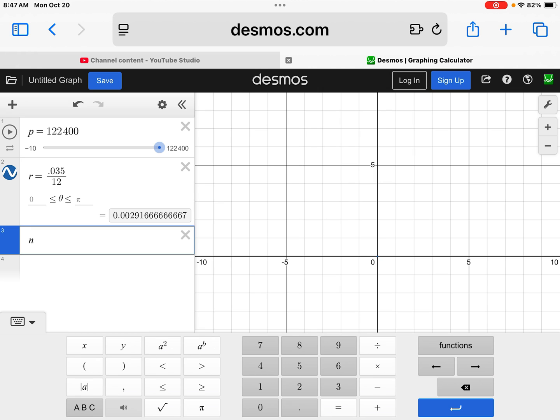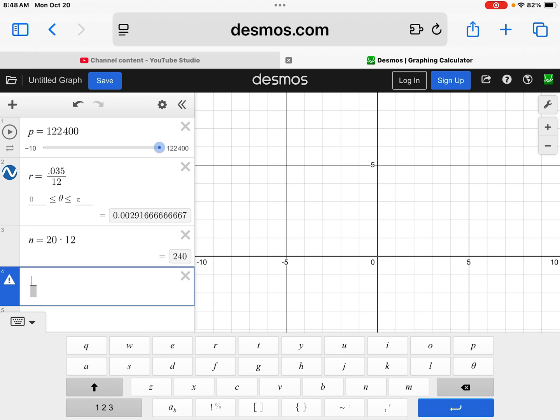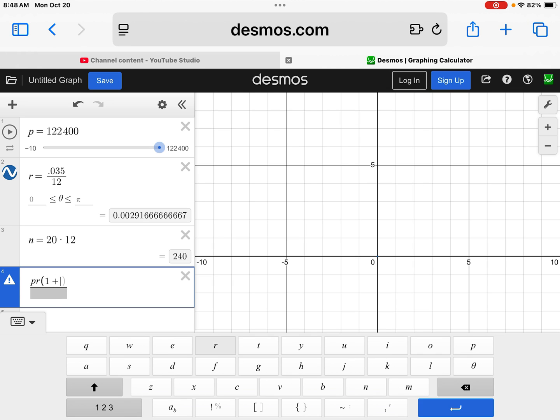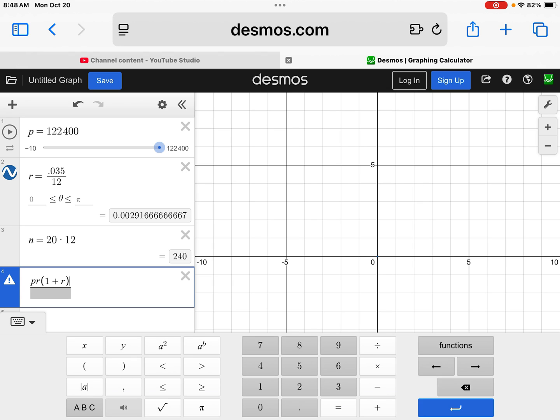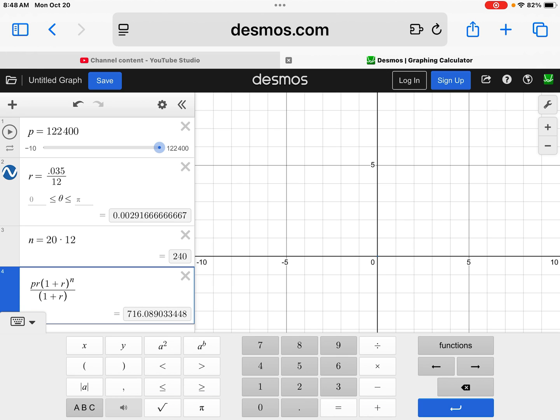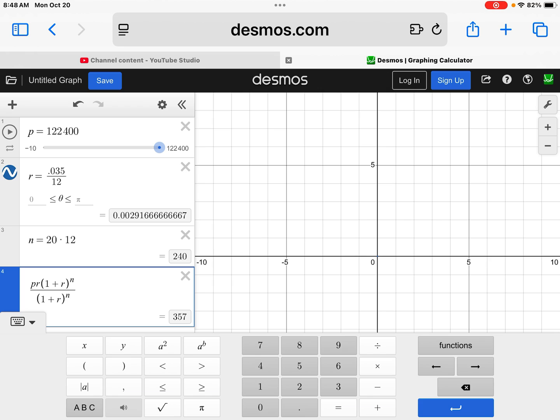N, for that one, we had 20 years times 12 months a year. So then our formula for the compound interest, or the loan payment, is P times R times (1 plus R) to the power of N, over (1 plus R) to the power of N, minus 1. This is how you want that to be set up, okay?